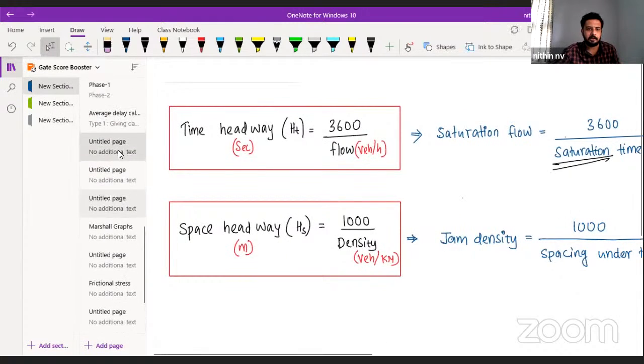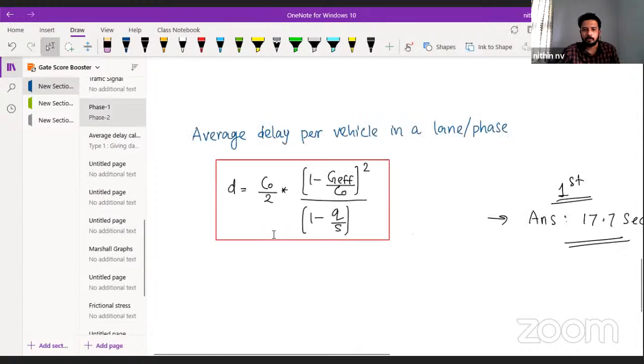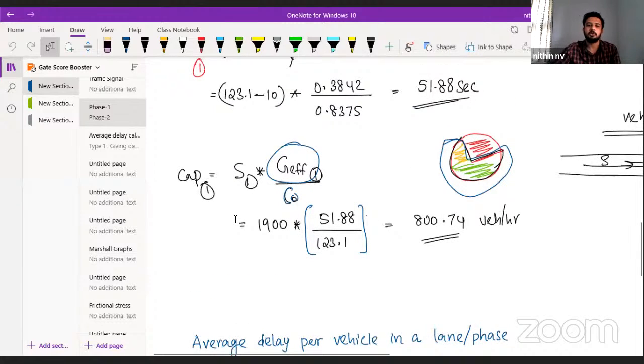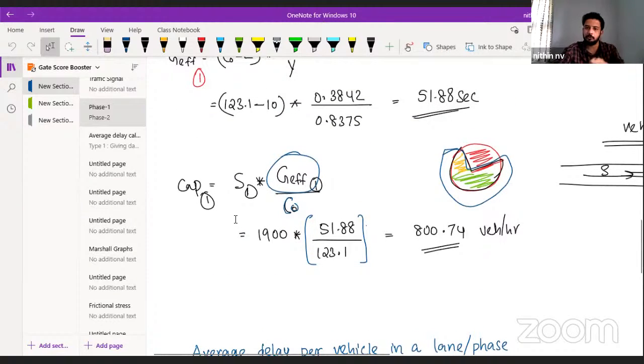If you go back, we have seen the equation C = S × G_effective / C_0. In part 2, we have solved some questions. Those who missed that video can watch it later. In that question, the S value was given. Instead of giving this 1900 in the question, they can give the saturation time headway. Using that, we have to calculate.